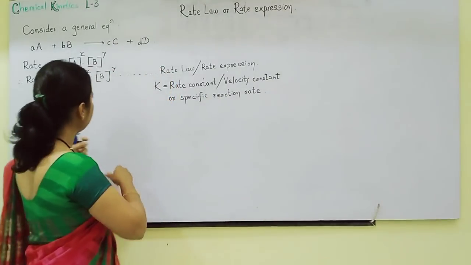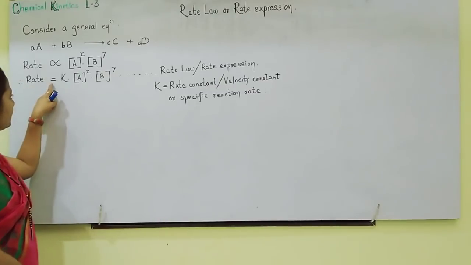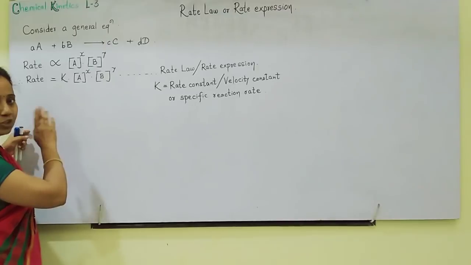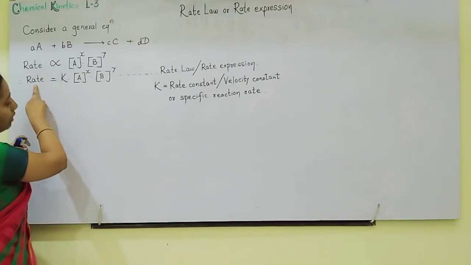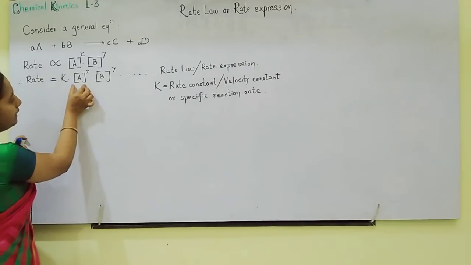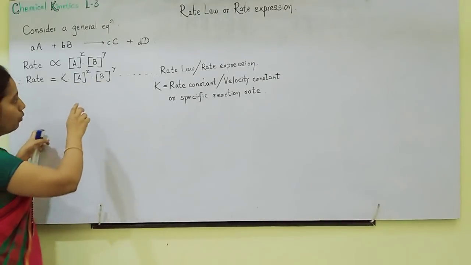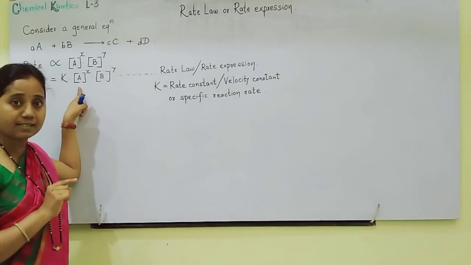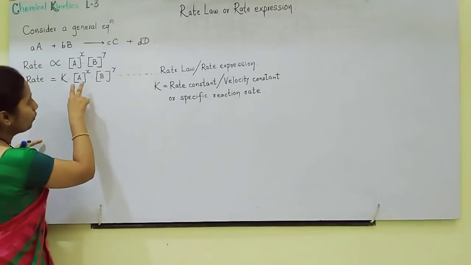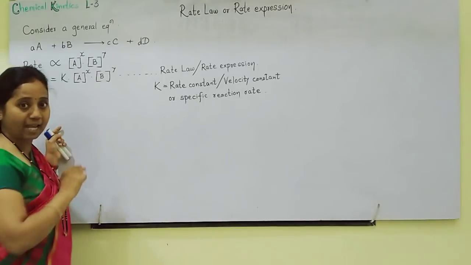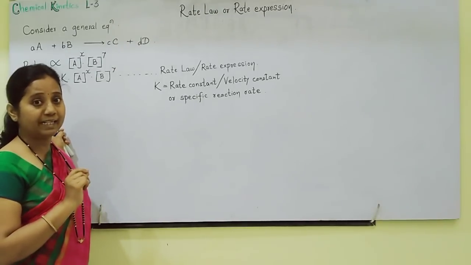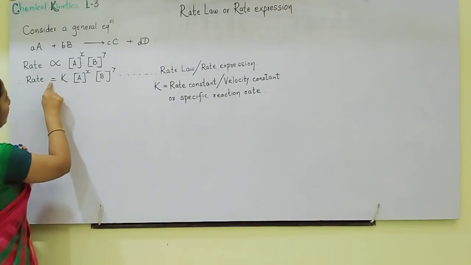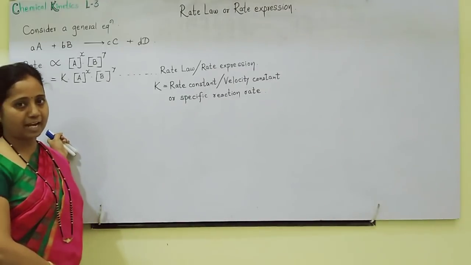Now students, K becomes equal to rate of reaction when? K will become equal to rate of reaction when this molar concentration, I am calling it molar concentration because square bracket always indicates molar concentration, when this molar concentration of reactants will be unity, will be 1. When this becomes 1, that time K will become equal to rate of reaction.